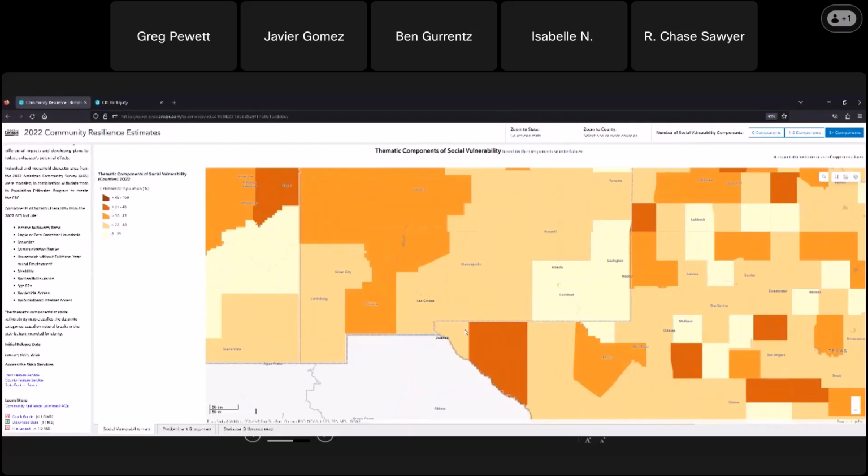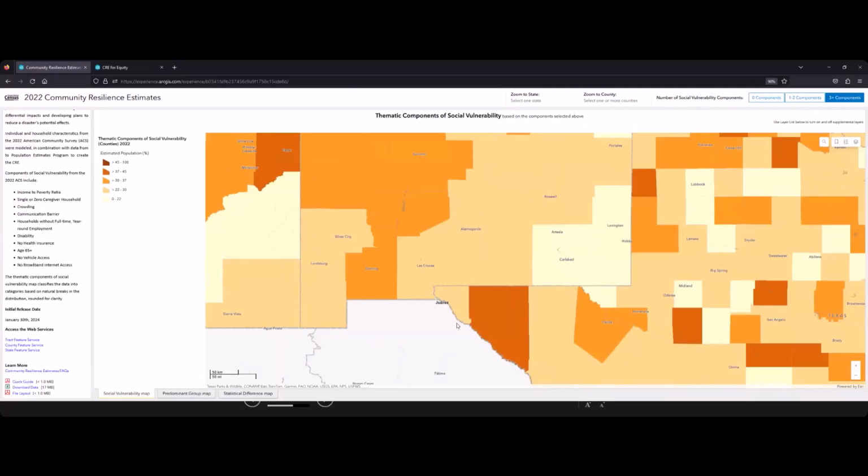So the first thing that we can see here, just by looking at the coloring, and remember, we're looking at the social vulnerability map, the group for 3 or more components of social vulnerability. Just looking at the color of this particular geography, it looks like a light orange. If we compare it against the legend here on the left, it seems to be this group. So what that means is that the percentage of the population in this particular geography with 3 or more components of social vulnerability falls in the 22 to 30%.